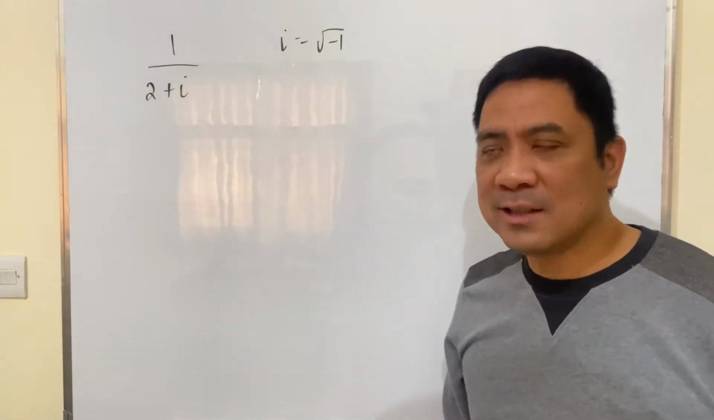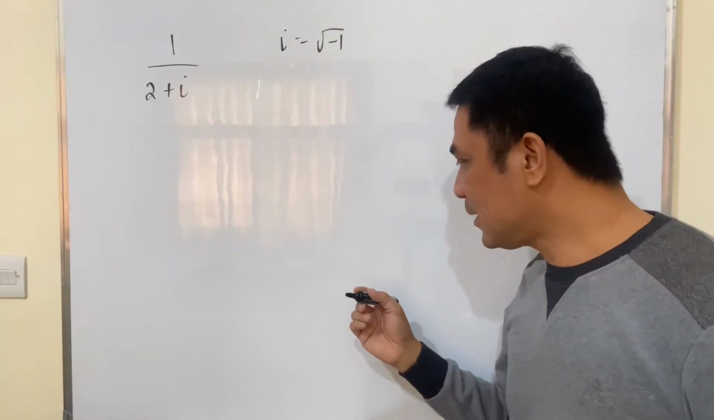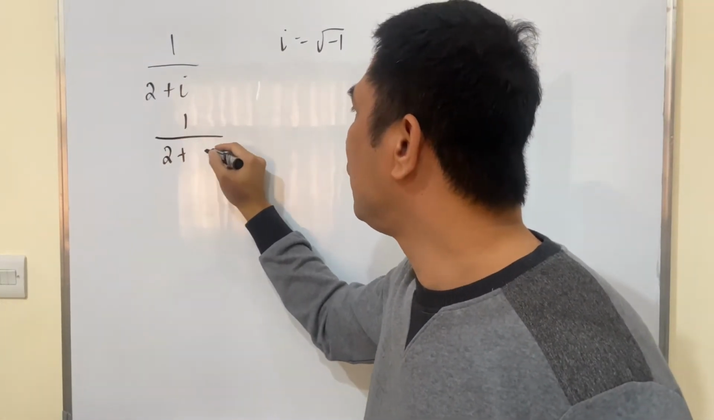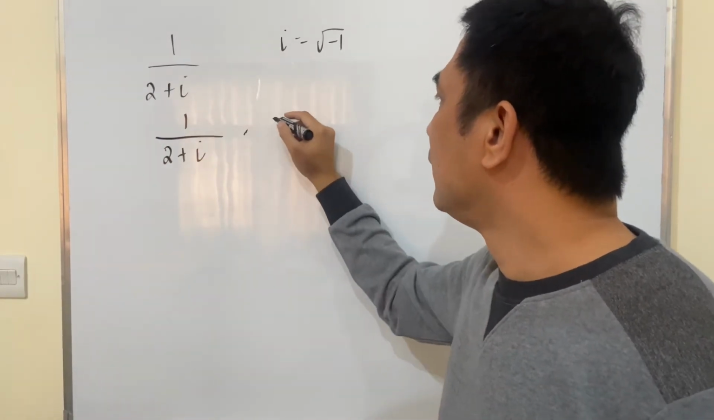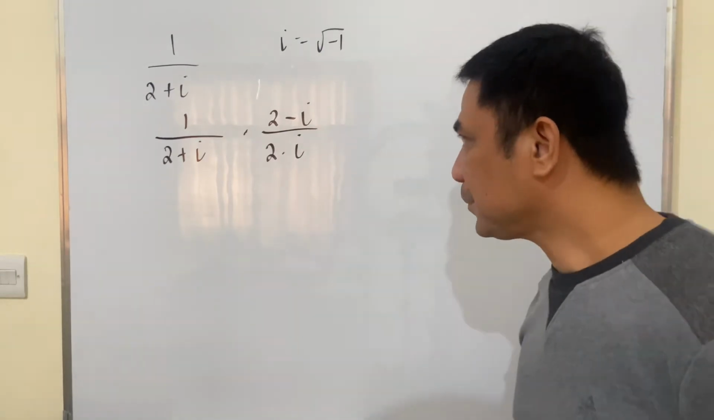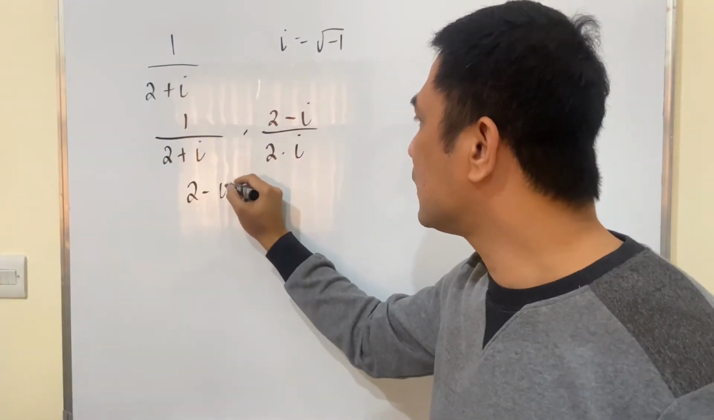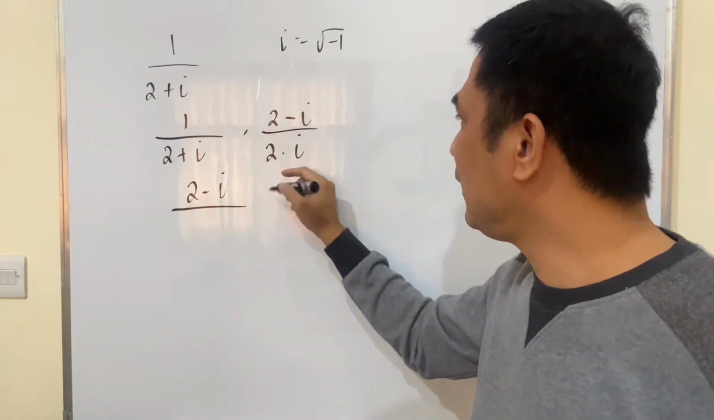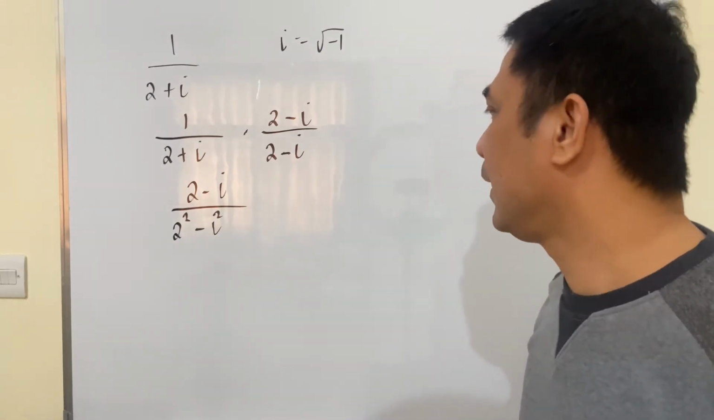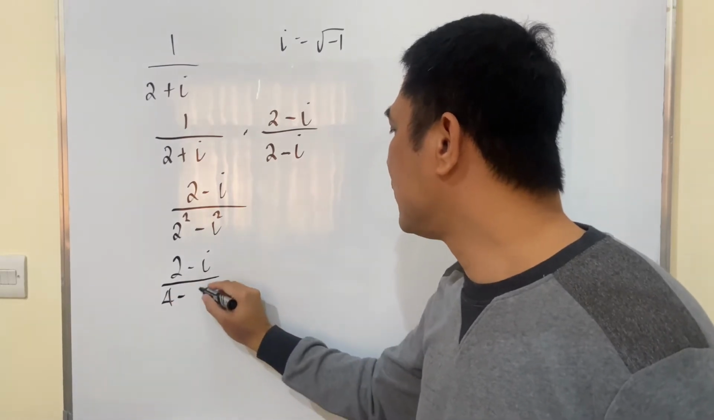And the purpose of rationalization is to get rid of the radical sign in the denominator. So again, it's similar to our first example. We have to find the conjugate of 2 plus i, which is 2 minus i, then multiply by 2 minus i. So let's simplify further. This will be this multiplied by that one. It will be 2 minus i, and then you have the sum and difference of 2 squares. So that is 2 squared minus i squared.